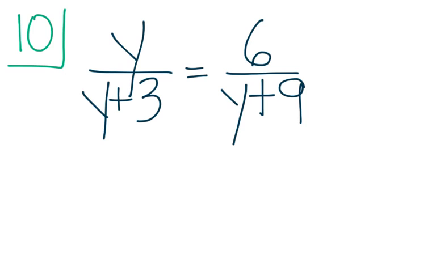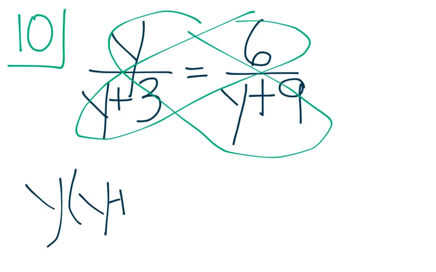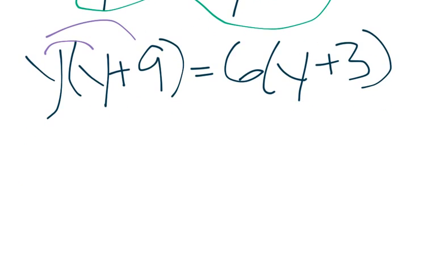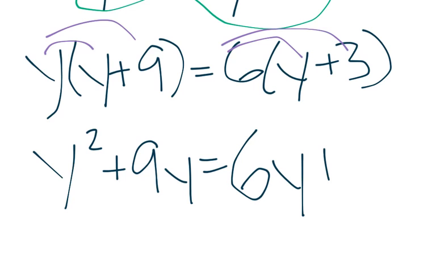So we have y over y plus 3 equals 6 over y plus 9, and we can cross multiply. So we have y times y plus 9 equals 6 times y plus 3, and we want to distribute. So we have y squared plus 9y equals 6 times y plus 6 times 3, so that's 6y plus 18.